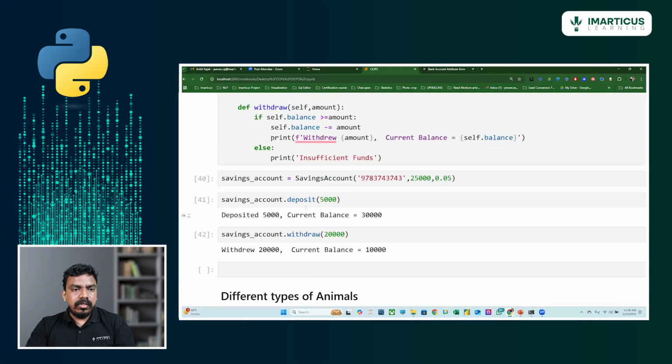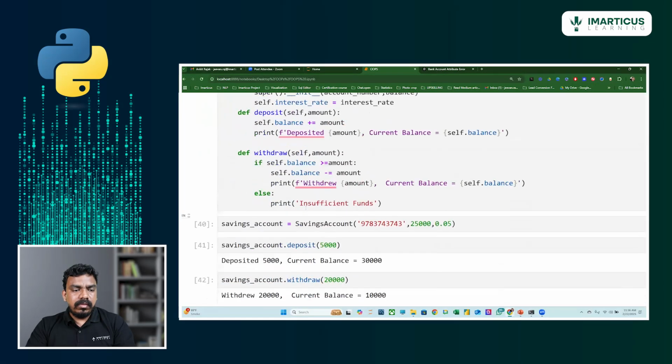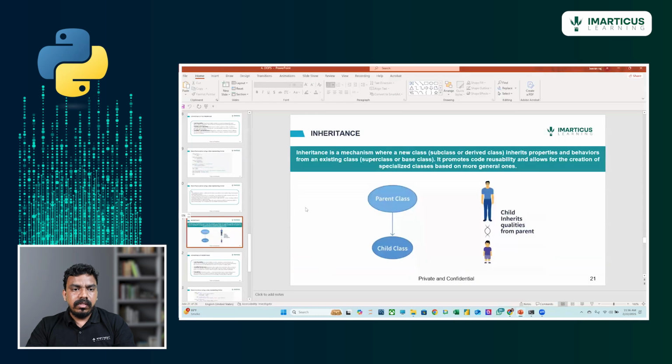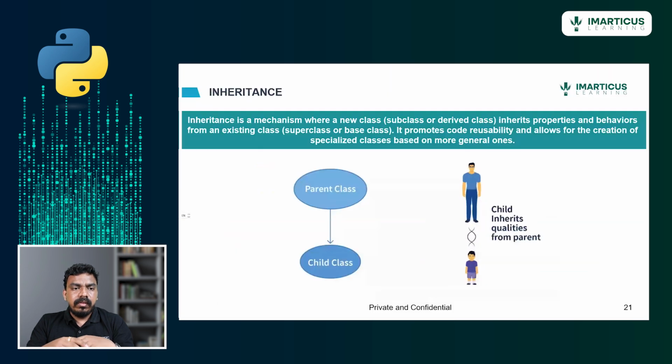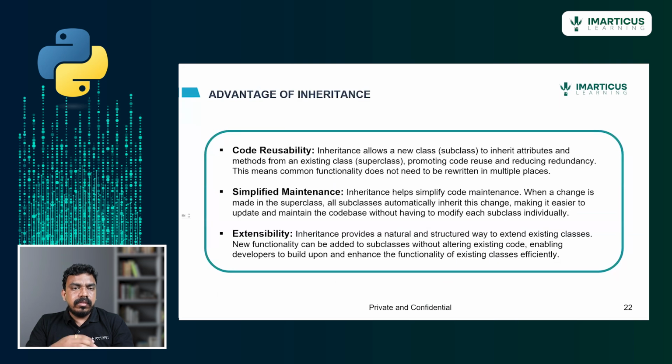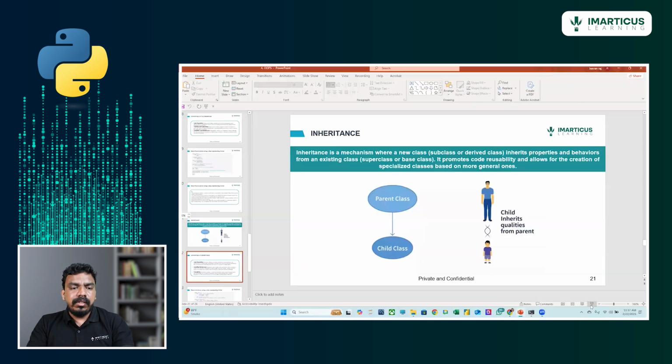So I hope everyone understood what polymorphism is. Now the last topic is inheritance. Inheritance is the mechanism where a new class, the subclass, inherits the properties of the parent class, from parent to child class. The advantages of using inheritance are code reusability, simplified maintenance, and extensibility.